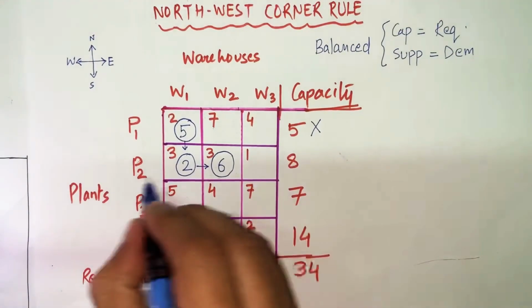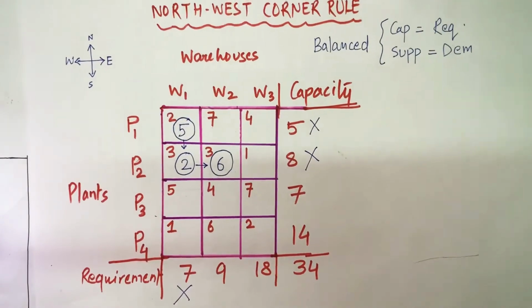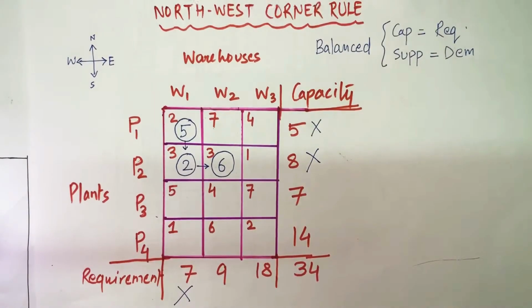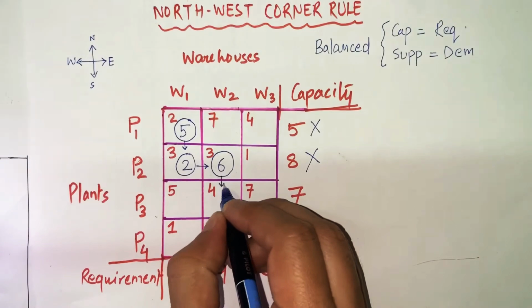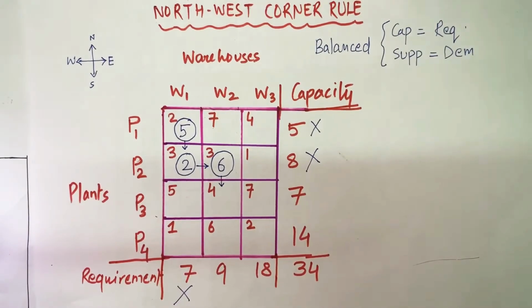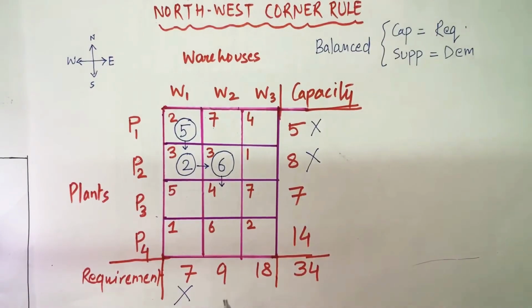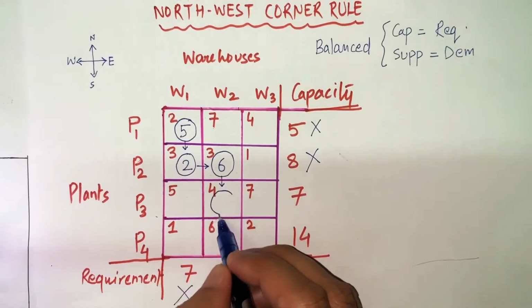Now plant P2 was having 8 units. All of them are supplied. 2 are supplied to W1, and 6 are supplied to W2. Or technically, if I cut the row of 8, I'll move into the column, right? Or you can think this way, that W2 is still left with 3 units demand pending, which P3 has to supply. So I'm going to make my next allocation here.